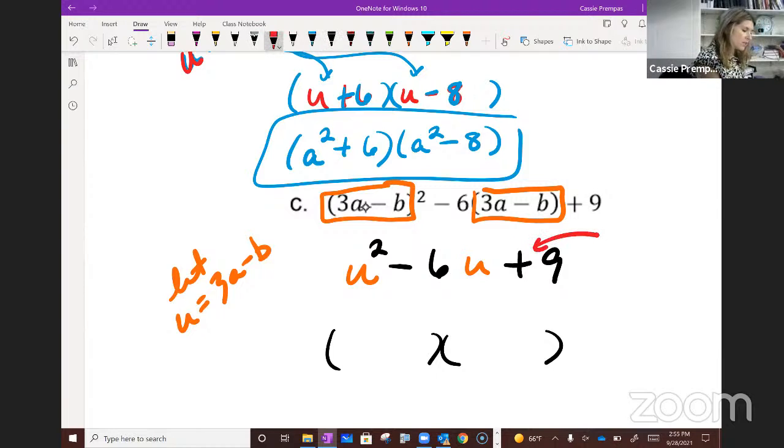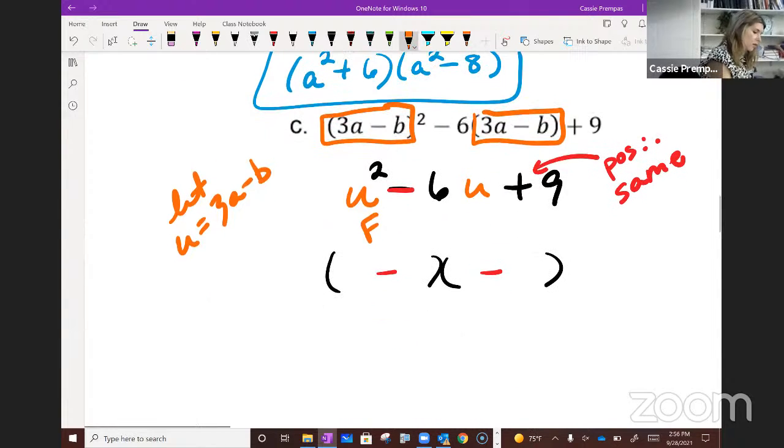So would I have the same signs or different? Positive, therefore same. Good. Why is it both negative? Good. The middle one's negative. Then if I undo the F, what times what gives me u squared? Good. And if I undo the L, what times what gives me 9? 3 and 3. Does the OI check out?